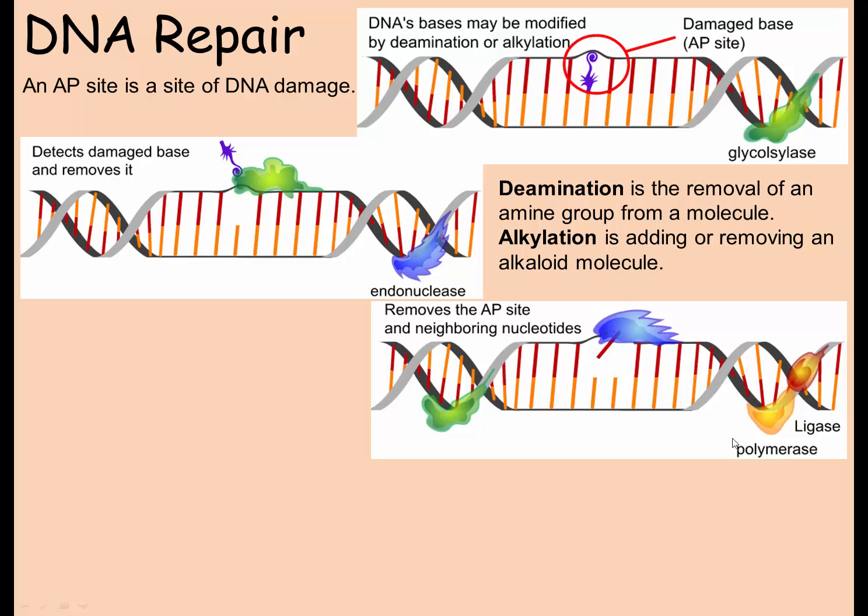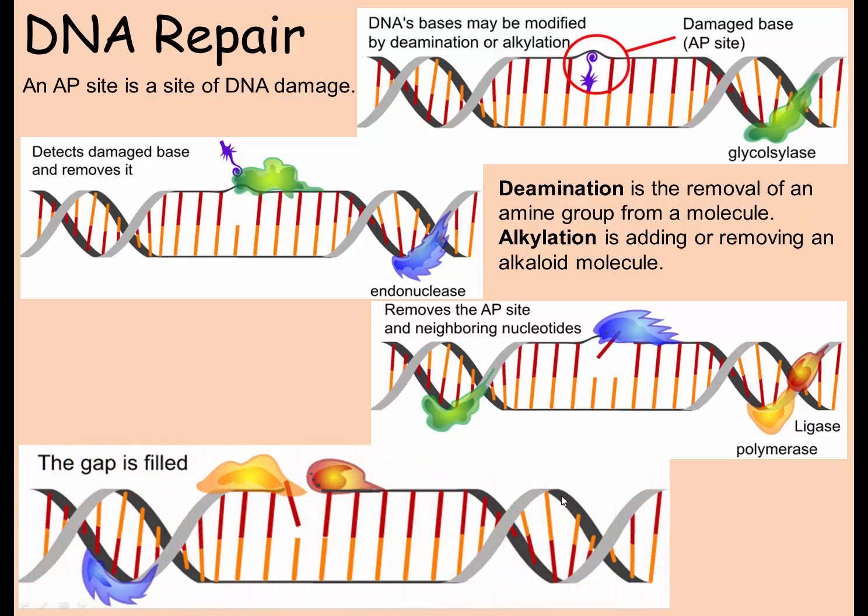And here comes polymerase and ligase, two more enzymes coming through, and they go through and fix the gap. If we're able to do this, the cell will go through the mitotic cycle. And if we can't, the cell will get lysed.